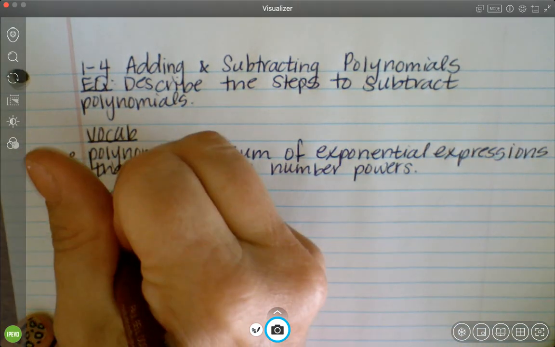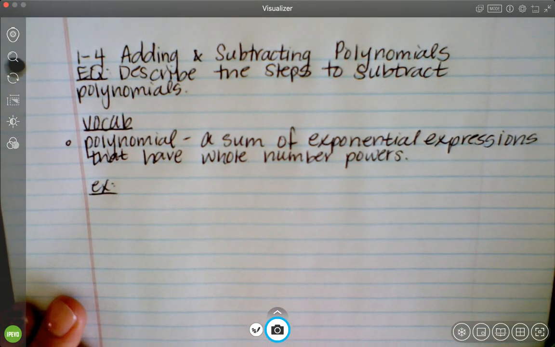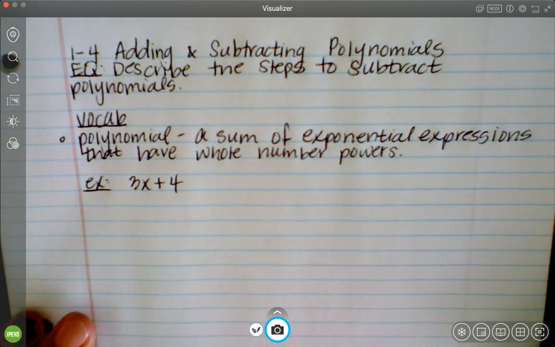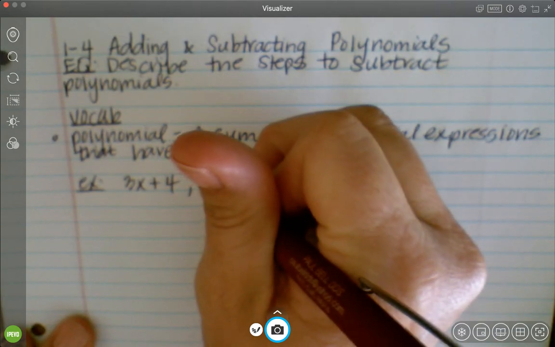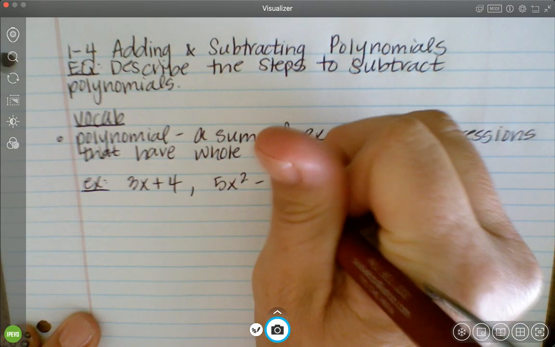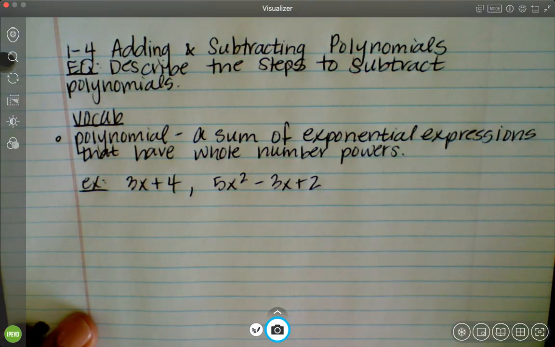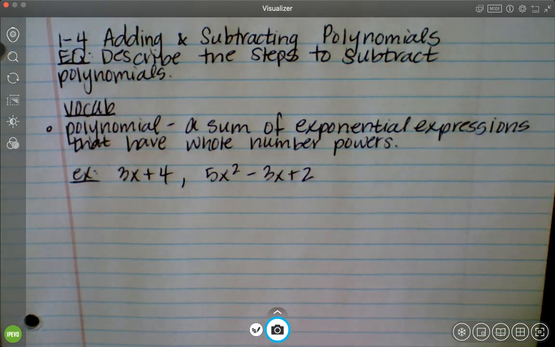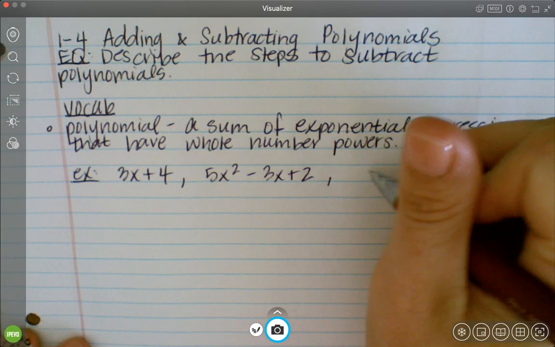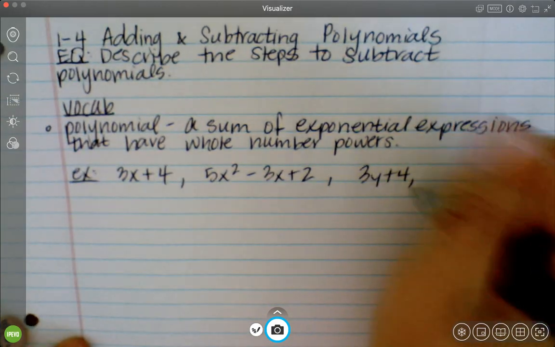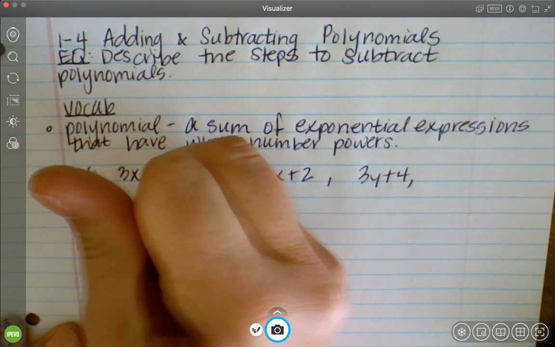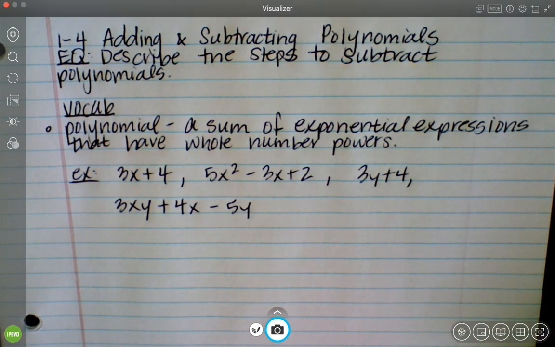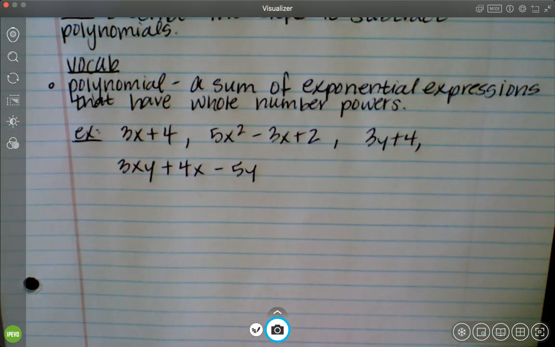So for example, 3x plus 4 is considered a polynomial. Or 5x squared minus 3x plus 2 is a polynomial. Now, x is not the only variable that can be contained in a polynomial, so we could have 3y plus 4, or we could have 3xy plus 4x minus 5y, or anything like that. So these are all considered polynomials.